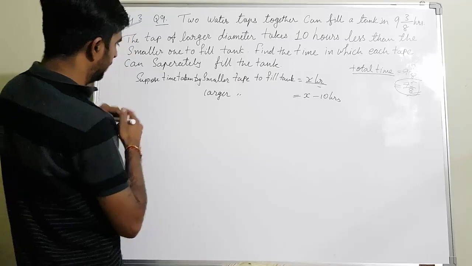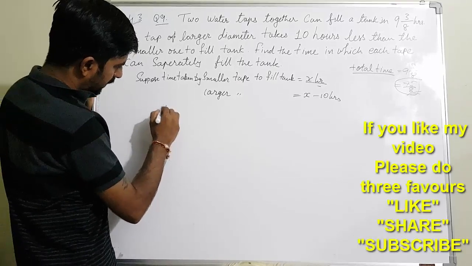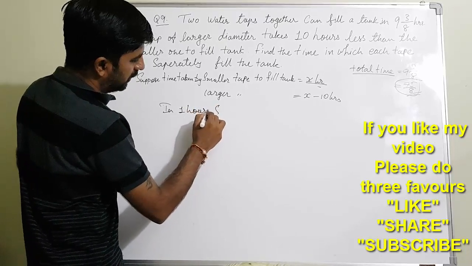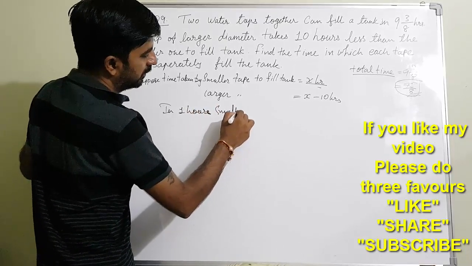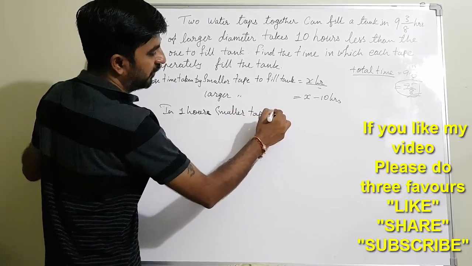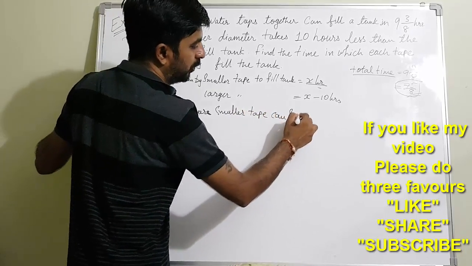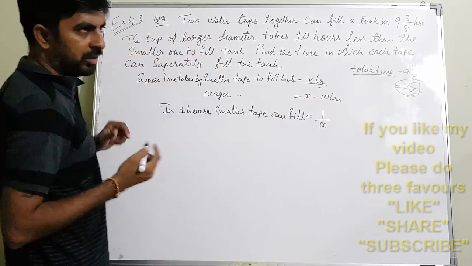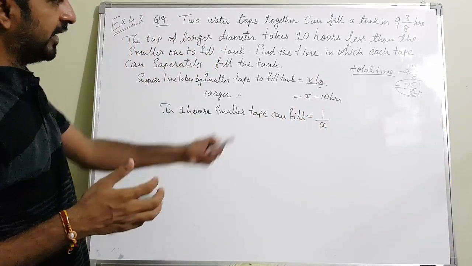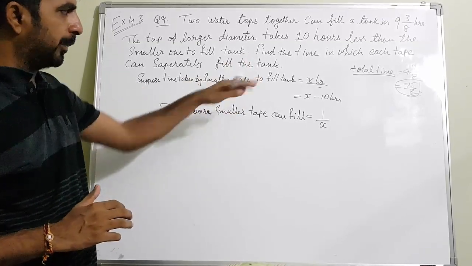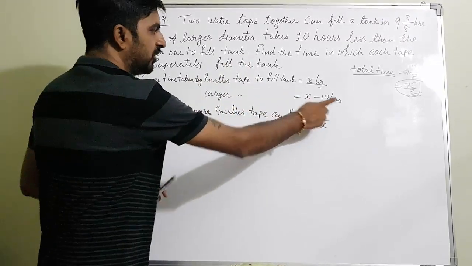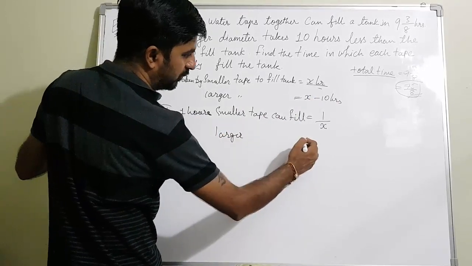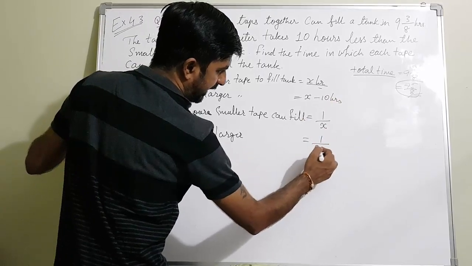So in 1 hour the smaller tap can fill 1 by x part. The total time is x hours, so in 1 hour, 1 out of x part the smaller tap can fill. In 1 hour the larger tap, again the same thing, can fill 1 by x minus 10.